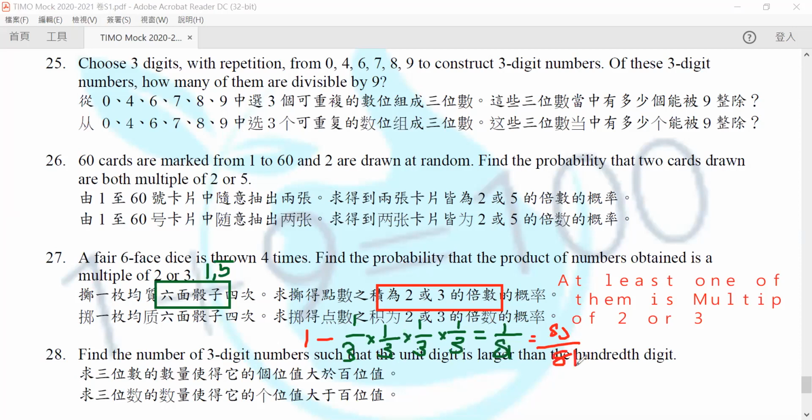All right. It's 80 over 81. Now the earlier answer is wrong because we are talking about its multiple, not its sum. So this is wrong. The true answer is 80 over 81. Okay.